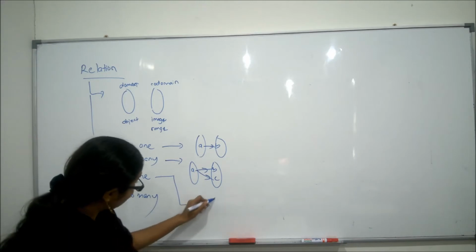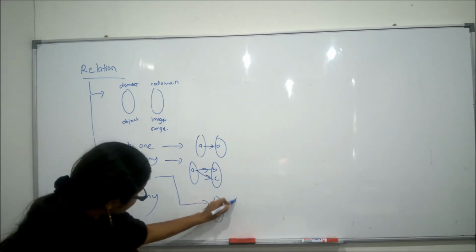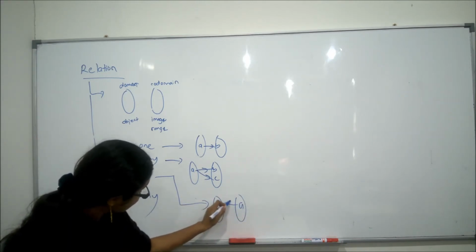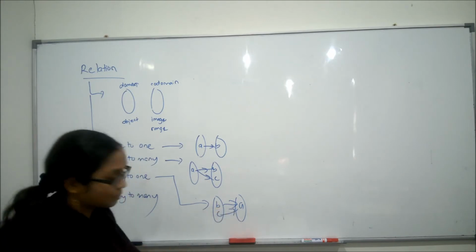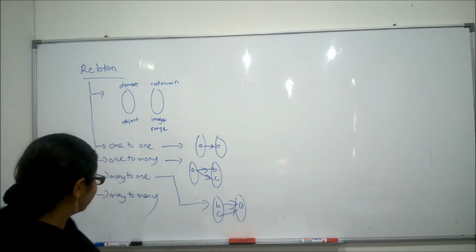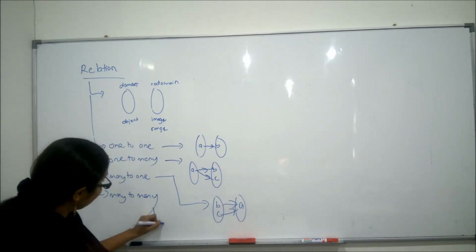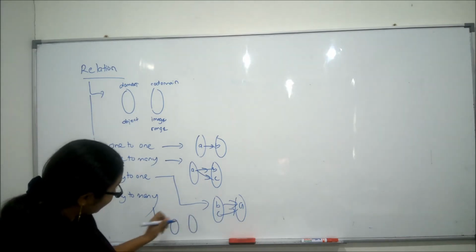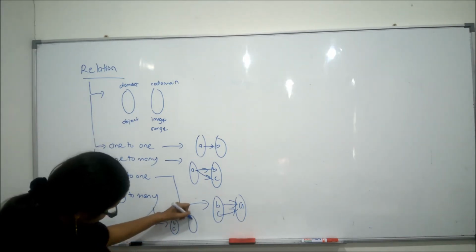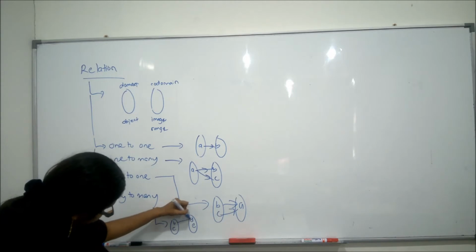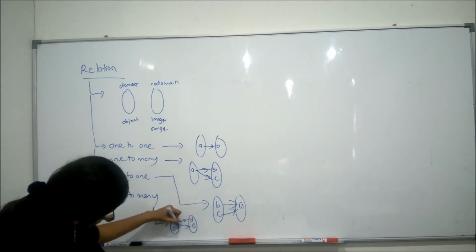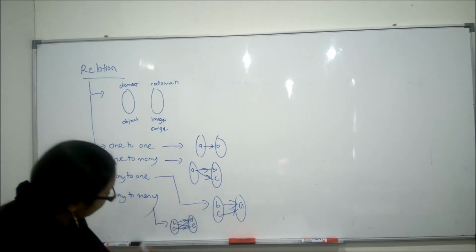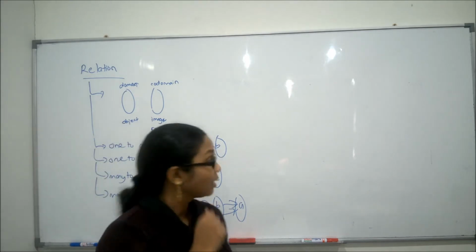Let's look at many to one. This is a many to one relationship. And finally, many to many. Can you guess it by now? I hope you guessed it correctly. There. This is many to many.